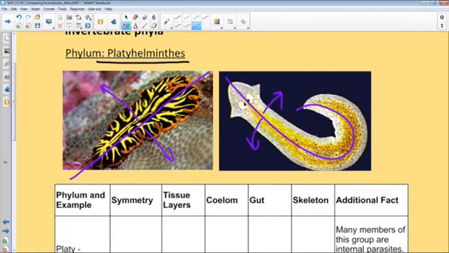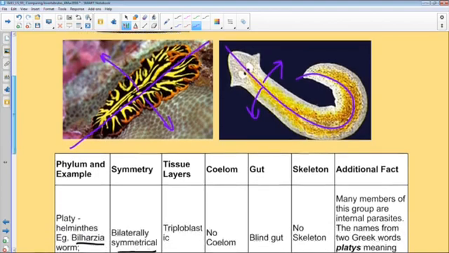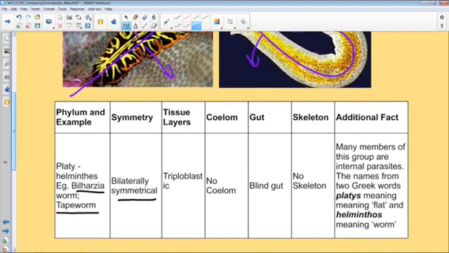So again, we see a form of specialization which we see being carried through to the next phylum. So the first was asymmetrical. The second phylum that we looked at previous to this was radially symmetrical, and now we're seeing the development of organisms becoming bilaterally symmetrical.